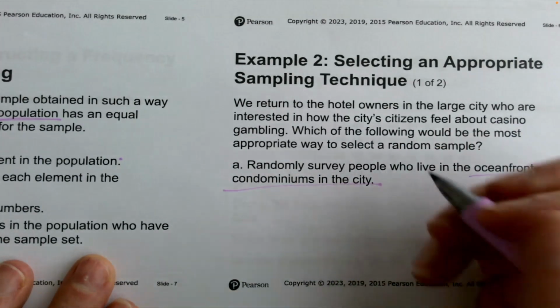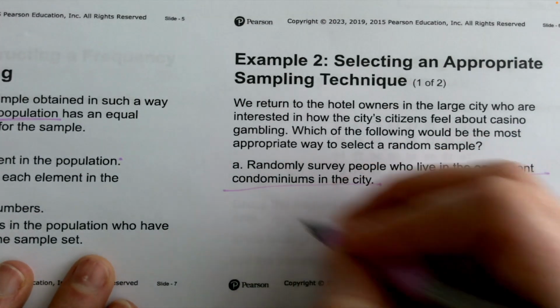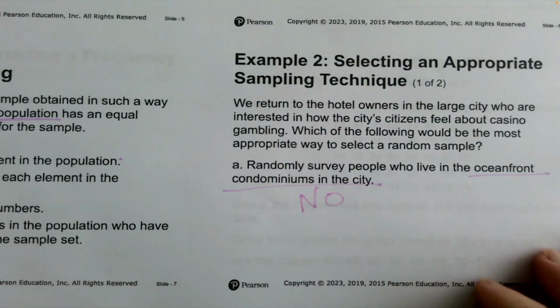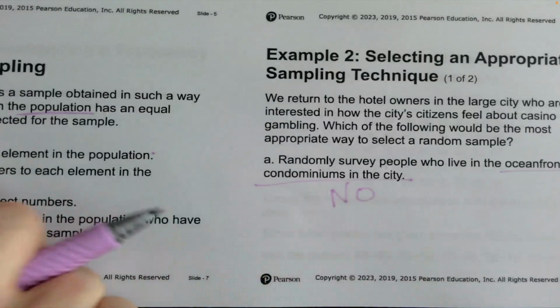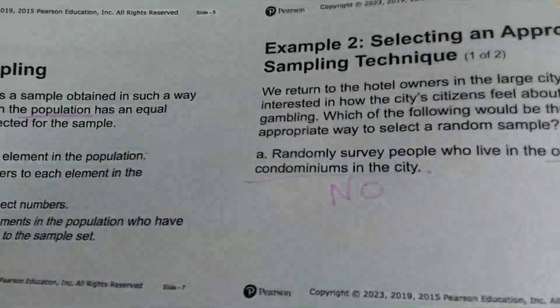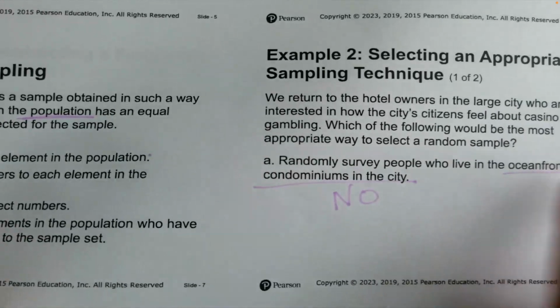Which line would be the most appropriate way to select a random sample? So, this is a no. It's not giving everyone an equal chance. That's the importance of having a random sample: everyone has an equal chance of being selected. This is only selecting oceanfront condos.